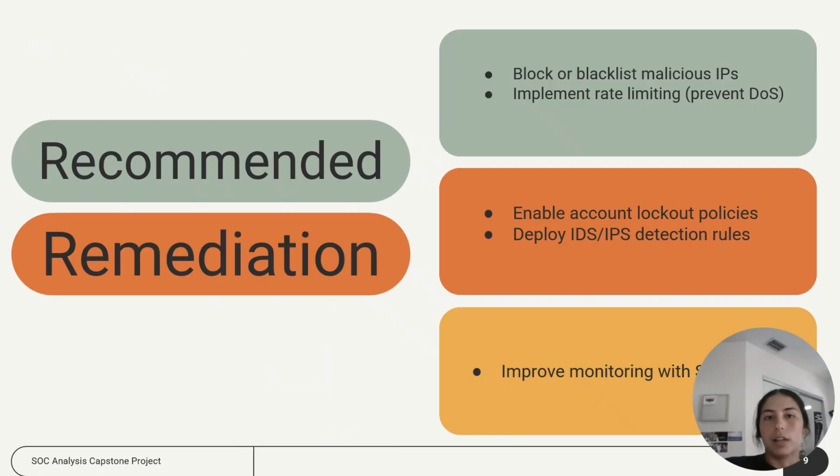After identifying the threats, we moved into remediation. We recommended blocking malicious IPs to stop attackers. We suggested implementing rate limiting to reduce DOS impact. We also recommended account lockout policies to prevent brute force attacks. Additionally, deploying IDS and IPS rules would improve detection, and enhancing SIEM monitoring would improve response speed. One major weakness we identified was a lack of rate limiting and automated detection, which made the system vulnerable to high-volume attacks.